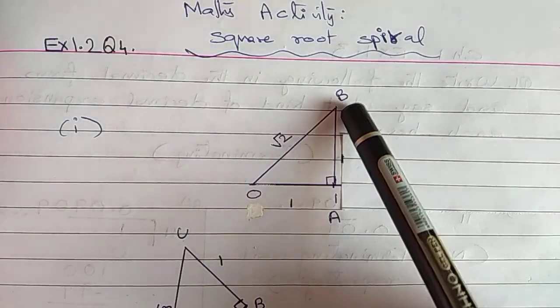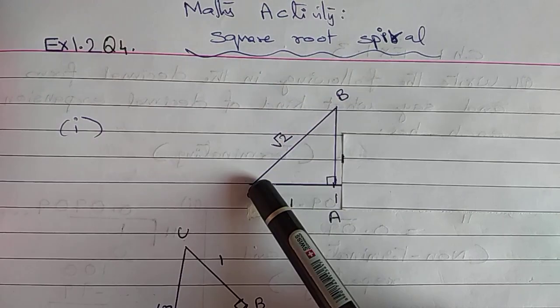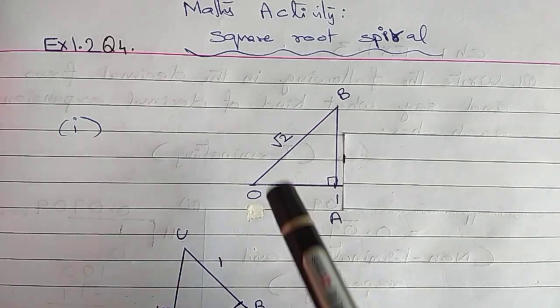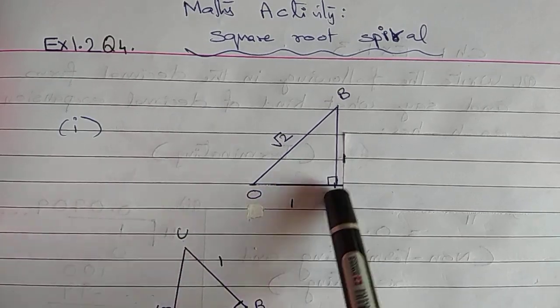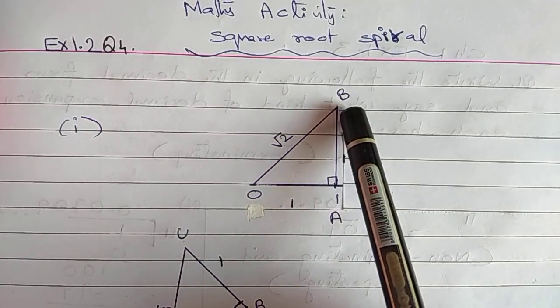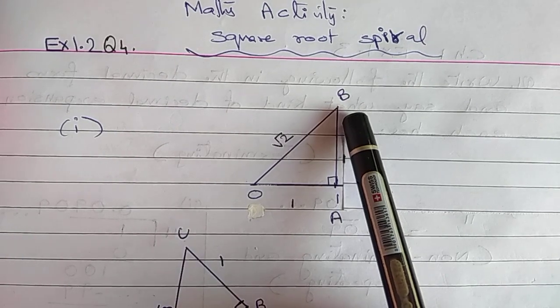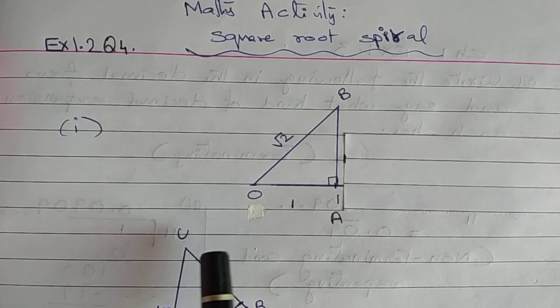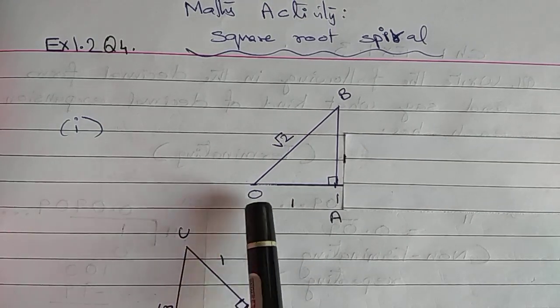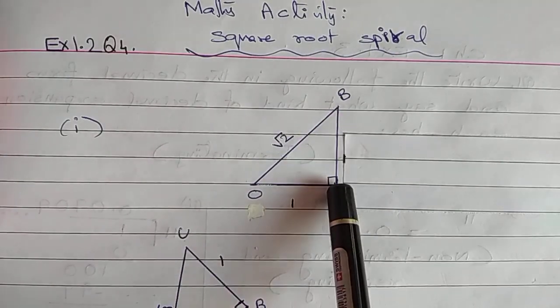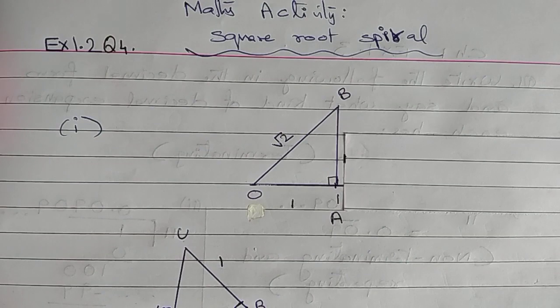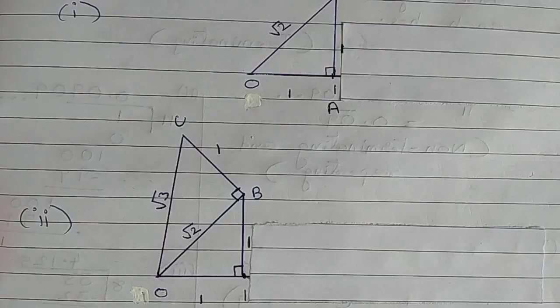Then join OB. OB is equal to square root of 2 by Pythagoras theorem. How? OAB is a right angle triangle. In a right angle triangle, square of the hypotenuse is equal to sum of the squares of the other two sides. So OB square equals 1 square plus 1 square, which is equal to 2. So OB is equal to square root of 2.